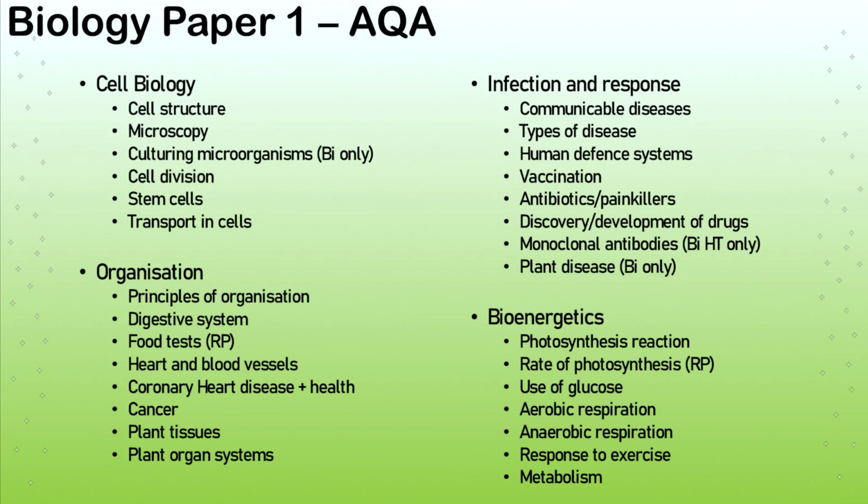Here we're going to be looking at the infection and response topic, and with it we're going to look at how communicable diseases can be passed on. We're going to look at different types of disease. We'll look at how the human defense systems work defending us from infection. We'll look at what a vaccination is, how it works, the working and action of antibiotics and painkillers, how we've discovered and developed drugs, what monoclonal antibodies are, which is biology higher tier only, and what plant diseases are.